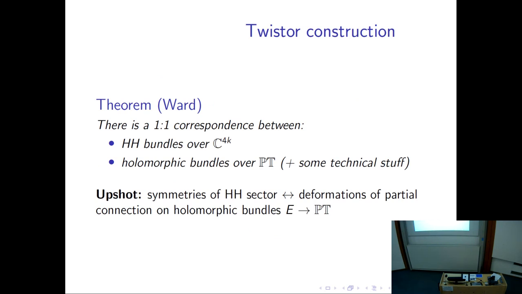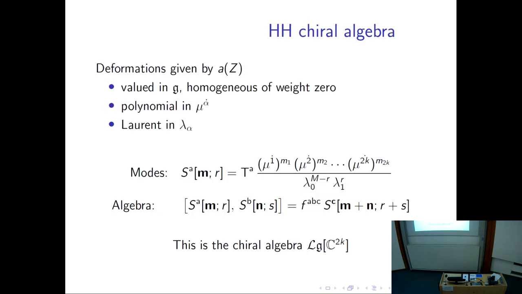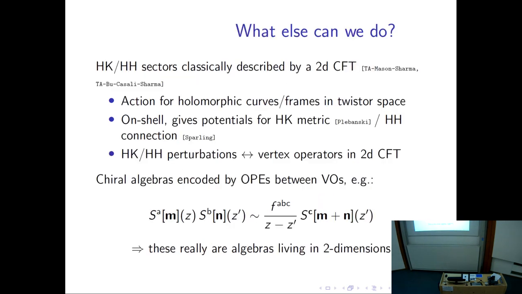Okay, so the upshot here is that if you want symmetries of the hyperholomorphic sector, all you have to do is look at deformations that preserve the structure of this theorem, basically. And again, these are Lie algebra valued functions on twistor space, which are homogeneous of weight 0. Again, they have to be polynomial in the coordinates on the fiber, and they have to be Laurent in the CP1 coordinates. And you can, again, just work out exactly what these guys are and what their chiral algebras are. It's just the loop algebra of Lie algebra valued polynomials in 2k complex dimensions.